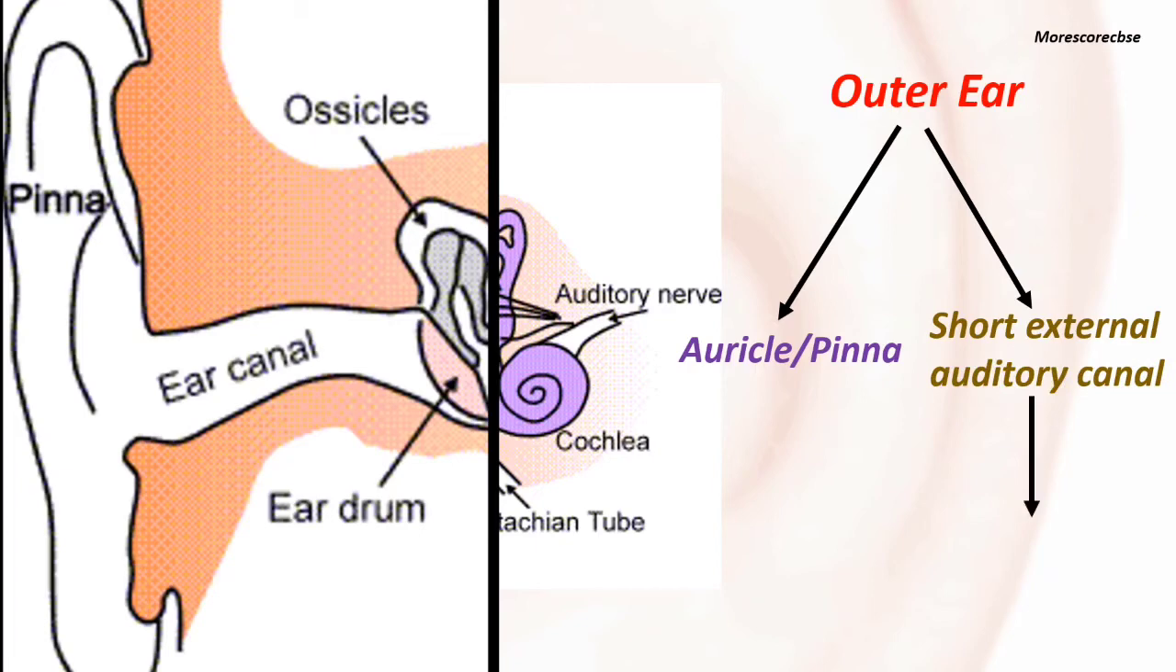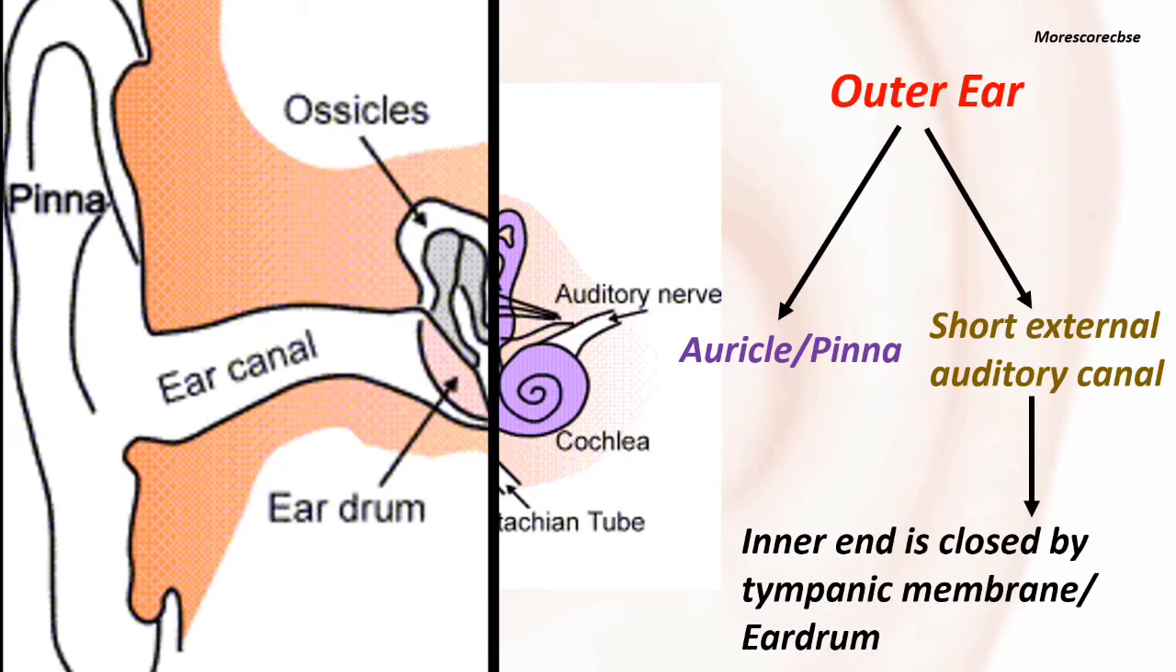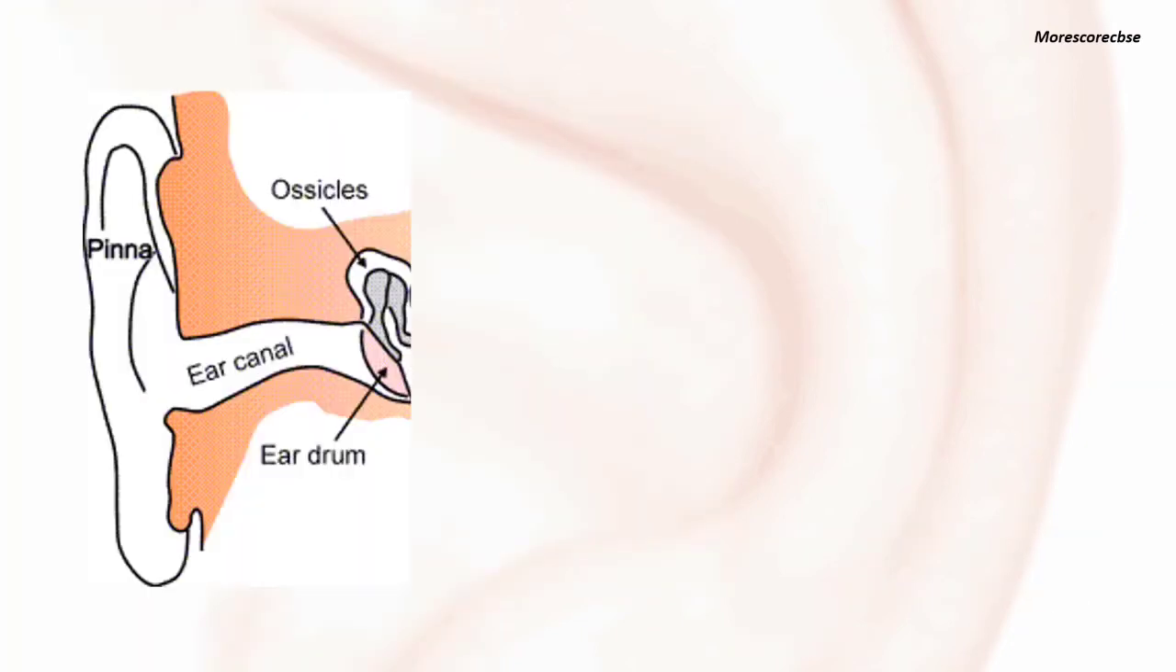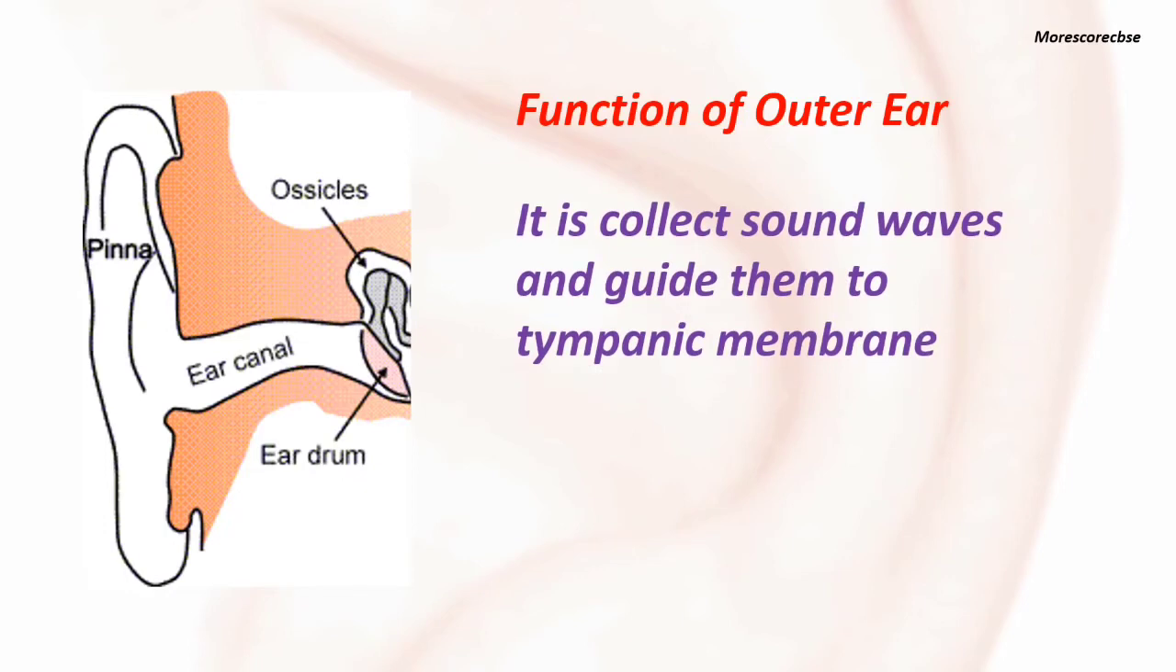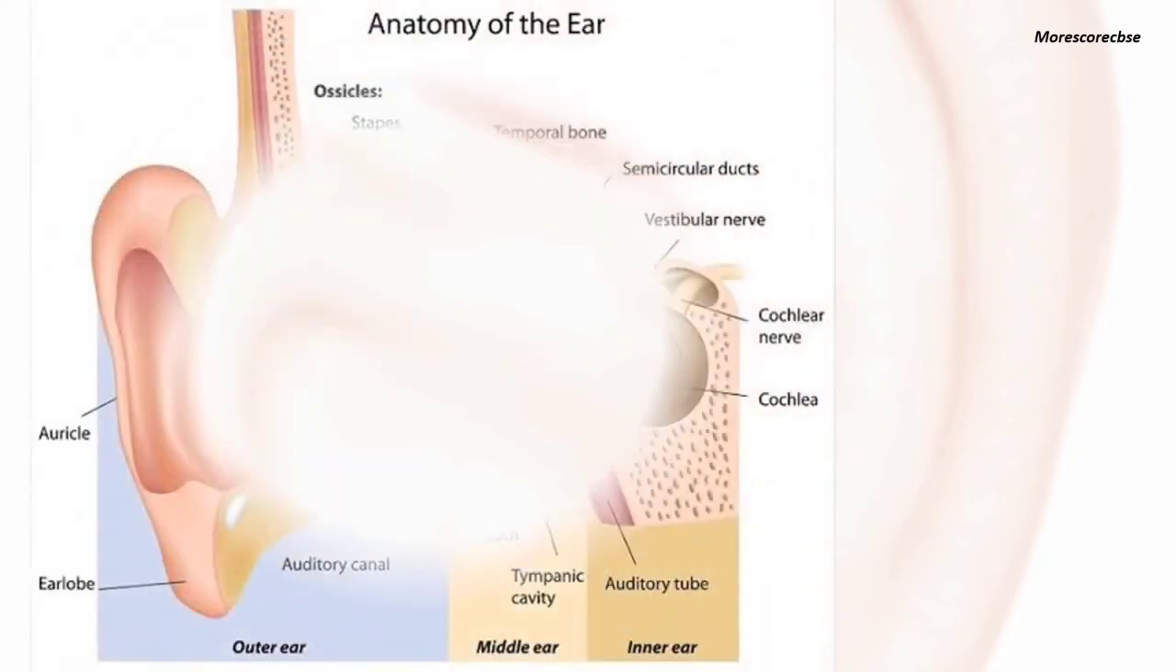It is the inner end of which is enclosed by the tympanic membrane, commonly called as eardrum. So the function of the outer ear is to collect the sound waves and guide them to the tympanic membrane or eardrum. The next is the middle ear.